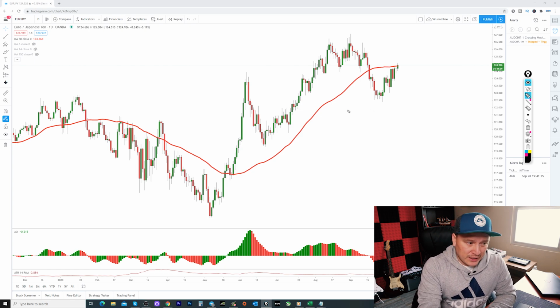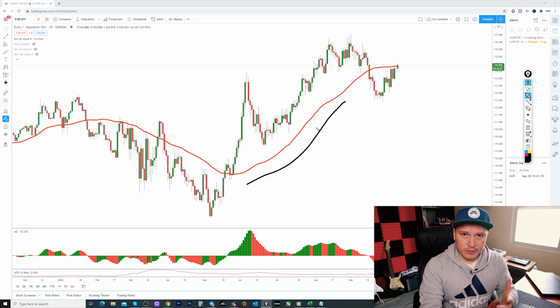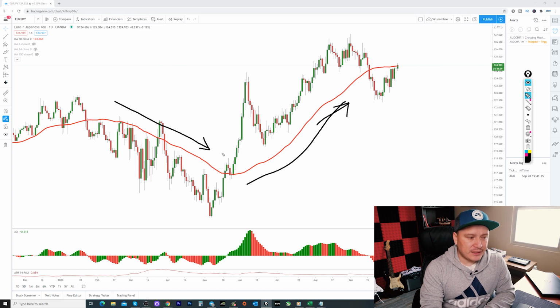Let's start with the basics. When can you know if it's an uptrend or a downtrend? Well, if the red moving average, the moving average with a period of 50, is below the candlesticks, then this is an uptrend. And if it's the opposite, if it's above the candlesticks, then this is a downtrend. Okay, as simple as that.